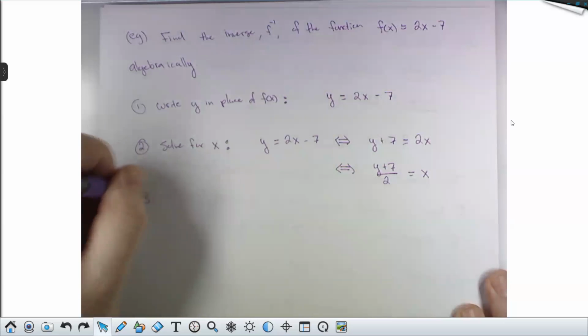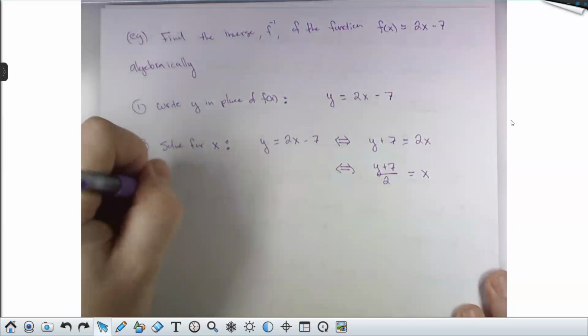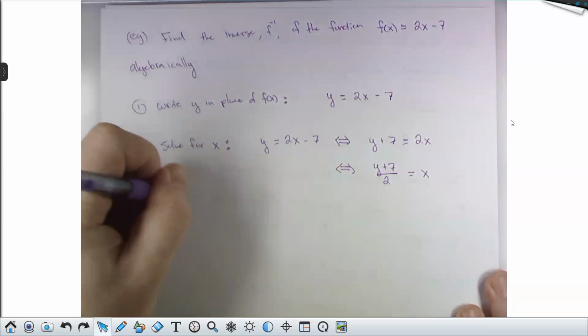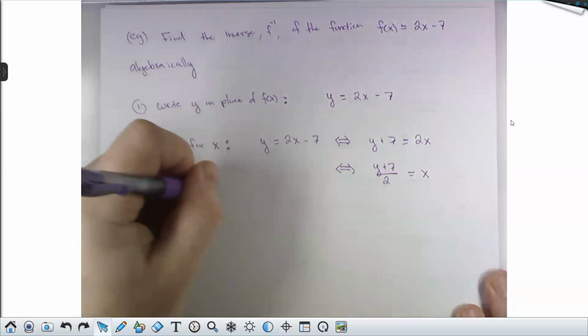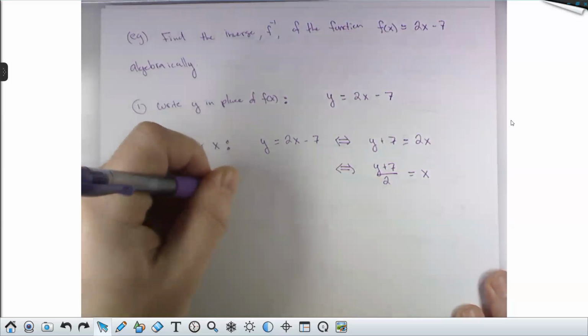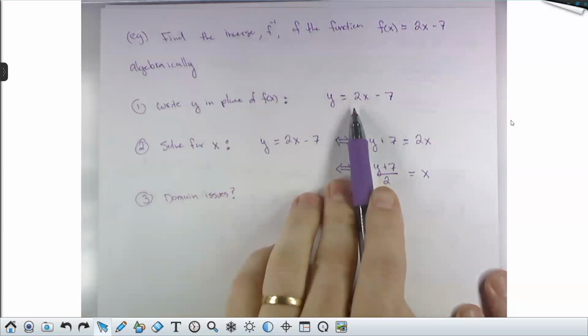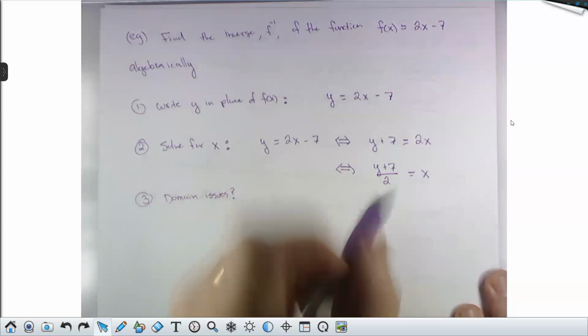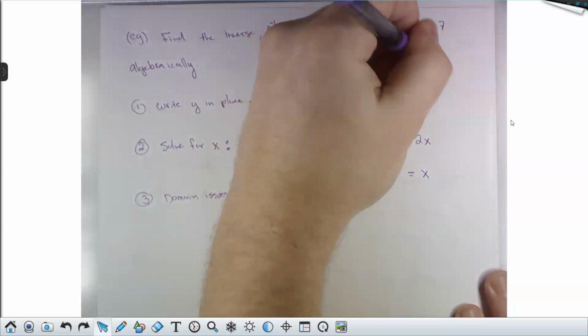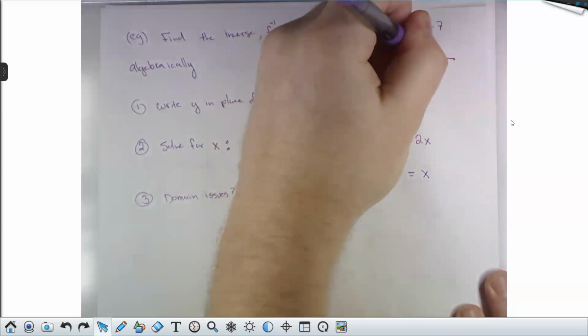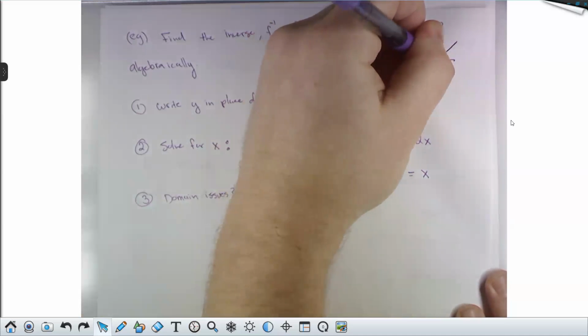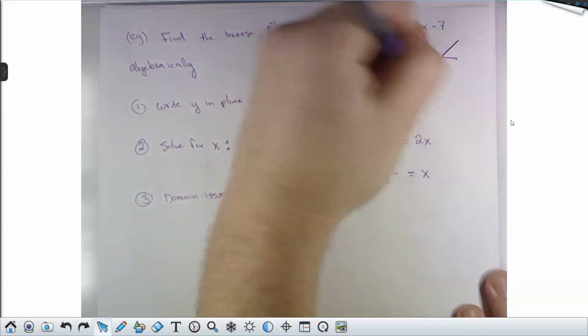Third, I need to be mindful of any domain restrictions. Any domain issues? Well, I know what the graph of this function looks like. The graph of the original, 2x minus 7, is a line with slope 2 and y-intercept minus 7.